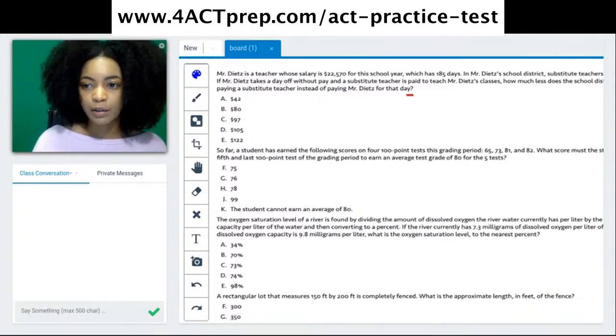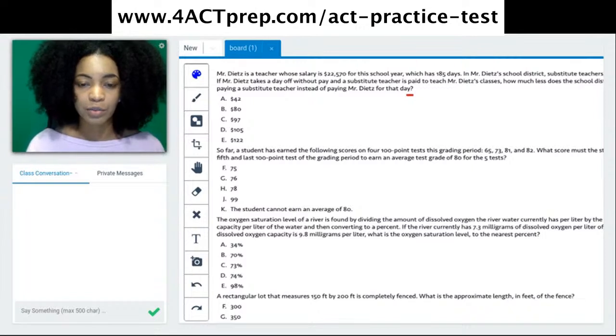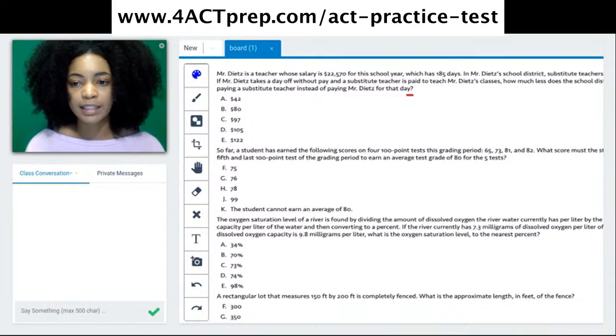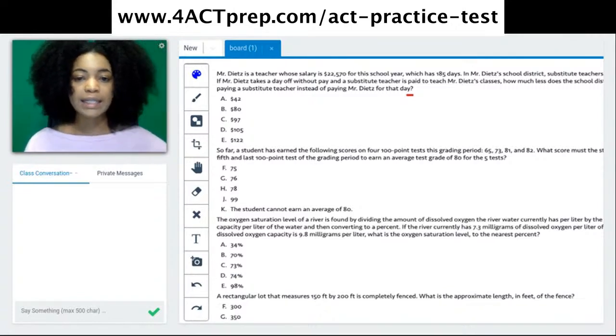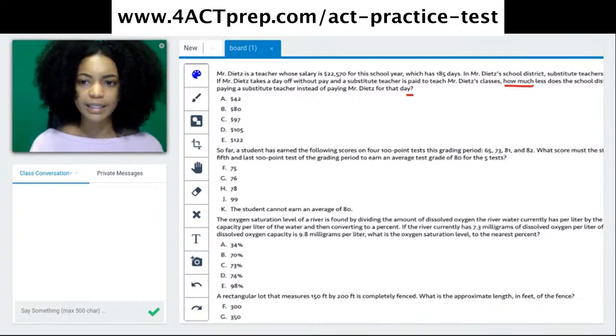So I want to go to the beginning of that question, which is rather long. So probably there's some fluff in there that we don't need to pay attention to. But here is our long question. If Mr. Deets takes the day off without pay and a substitute teacher is paid to teach his classes, how, really here's the question, how much less does the school district pay in salary by paying the substitute instead of paying Mr. Deets for that day? So how much less is letting me know I want to know what's the difference. What are they saving? So I'm going to be subtracting. That's how much less lets me know I'm subtracting something.